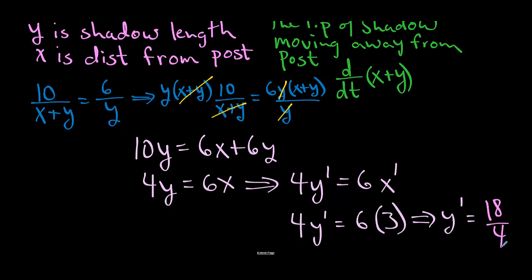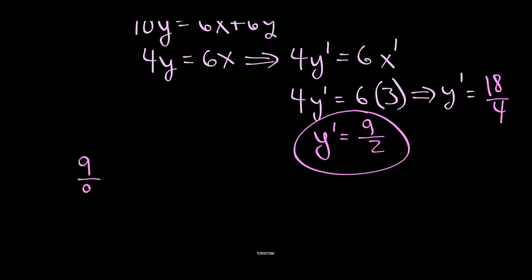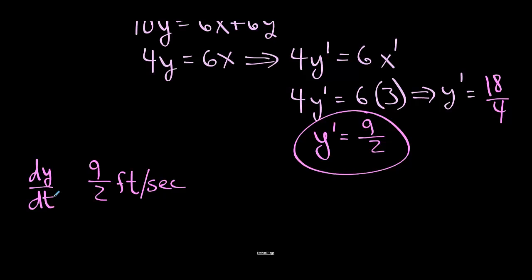So that was the first part. Now, I can simplify that a little bit because 2 will go into 18 9 times and 2 will go into 4 2 times. So there is the rate at which the length of his shadow is changing. This is 9 halves. So dy/dt, the rate at which the length of his shadow is changing, is 9 halves feet per second.